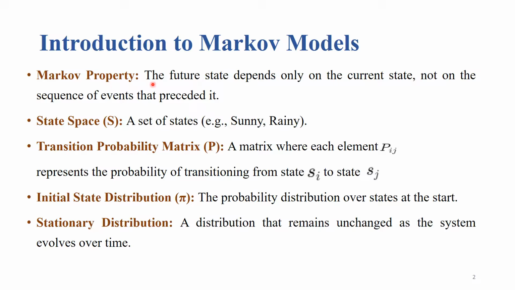Markov property. The future state depends only on the current state and not on the sequence of events that preceded it. State space. For example, a set of states, for example sunny, rainy.